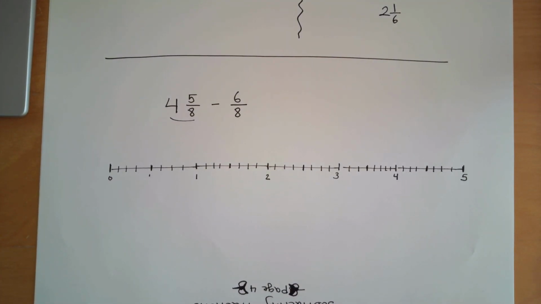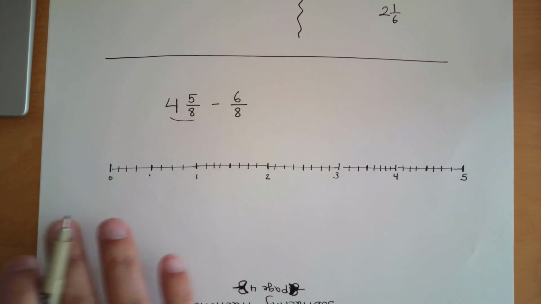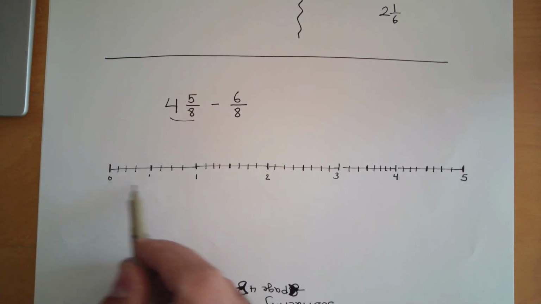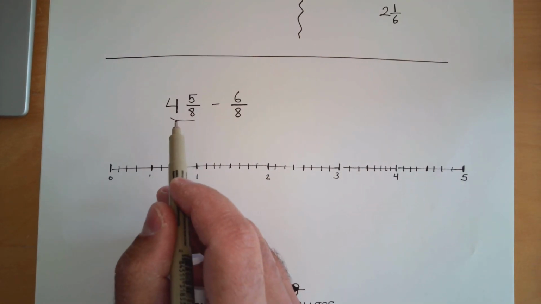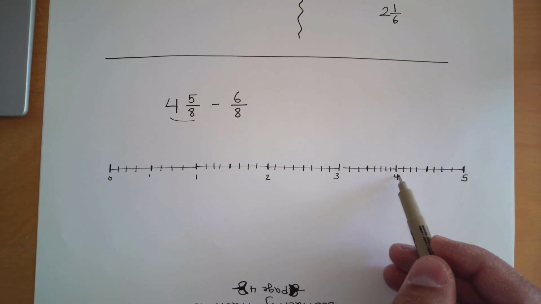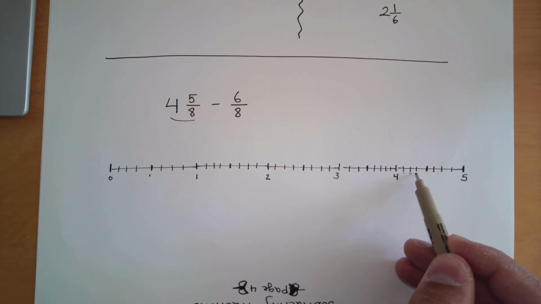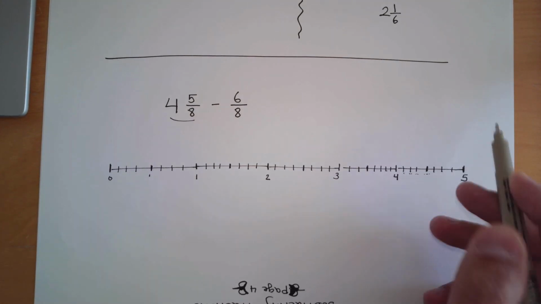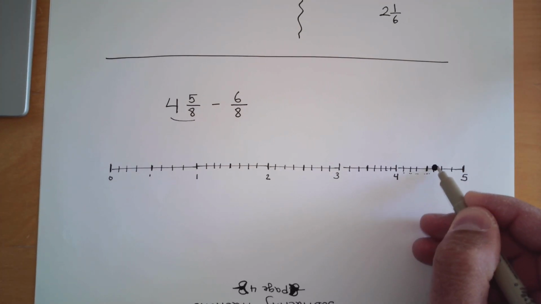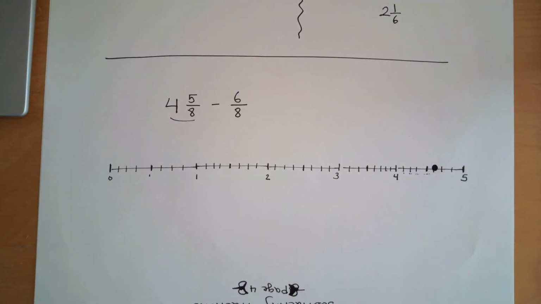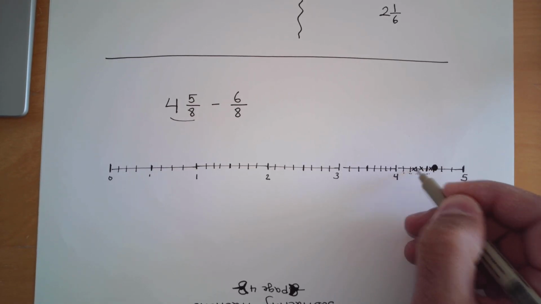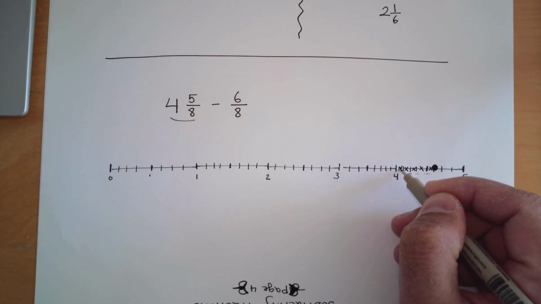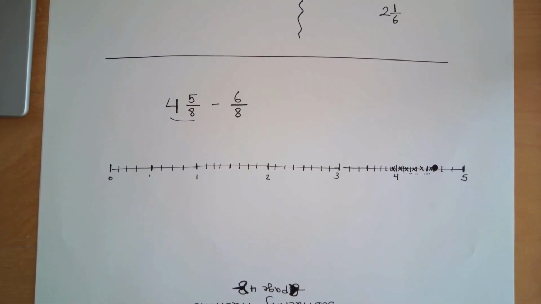If the question is asking me to find the answer in fractions, I could do that. If they want me to find it as a mixed number, I can go off of my number line. So back to my question, I have 4 and 5/8. So here's 4, here's 1/8, 2/8, 3/8, 4/8, 5/8. Here's 5/8. And I want to take away 6 parts of 8. So 1/8 down, 2/8 down, 3/8 down, 4/8 down, 5/8 down, 6/8 down.